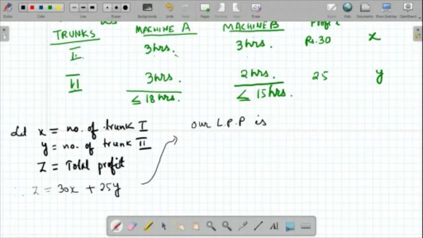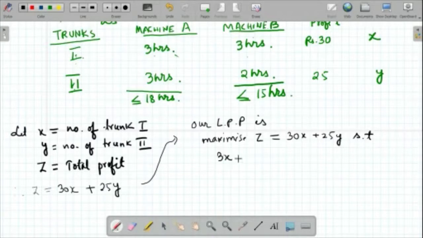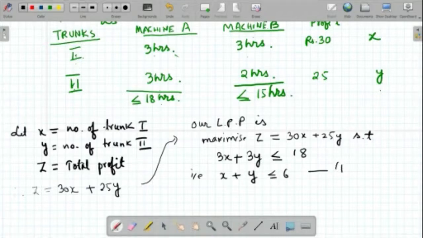Now here we can write our LPP: maximize z equals 30x plus 25y, such that imagine how much time it will take: 3x plus y units, so 3 hours for y units, 3y, less than or equal to 18. Dividing by the common factor 3 on all sides, it will be x plus y less than or equal to 6. So this is the first.